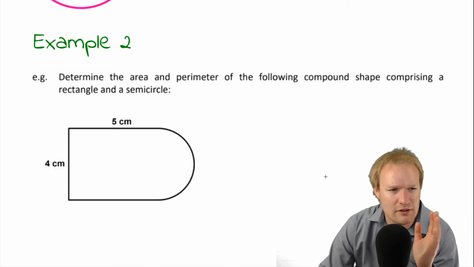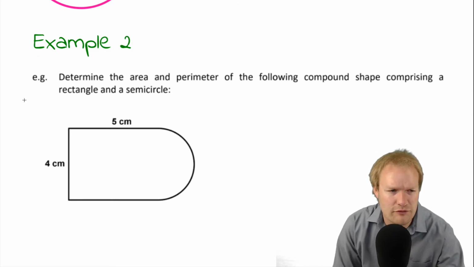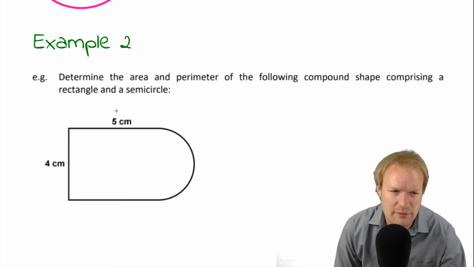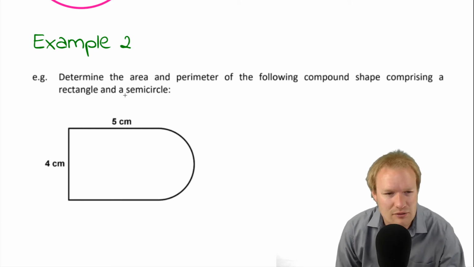Okay, so here's our more full example. Determine the area and perimeter of the following compound shape comprising a rectangle and a semicircle. Okay, hit pause if you need to copy it down. Now, it says a rectangle and a semicircle. So it'll be useful, just like we did for our previous shapes, if we cut this into shapes that we know.